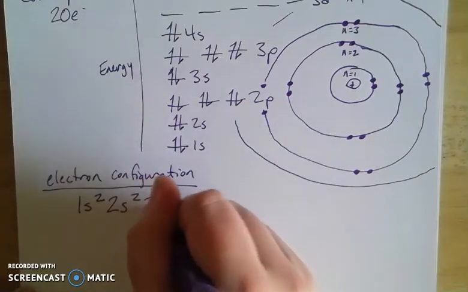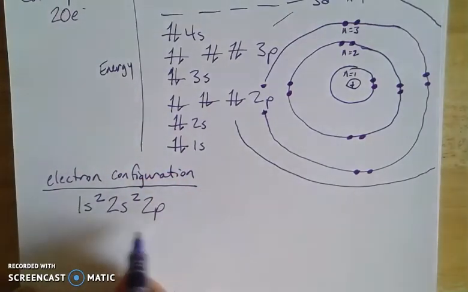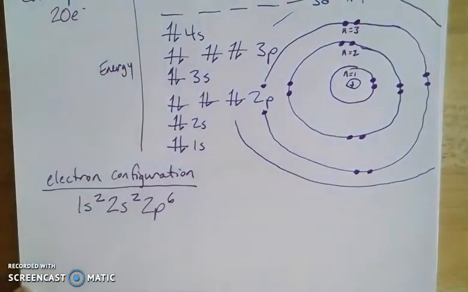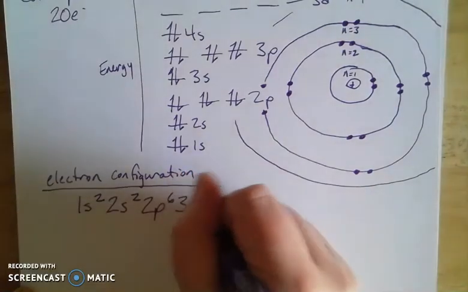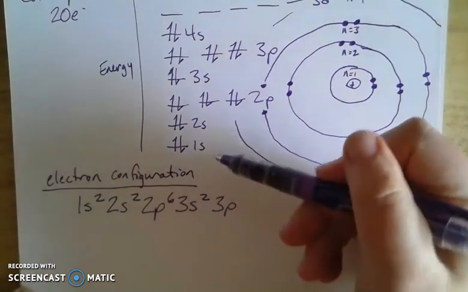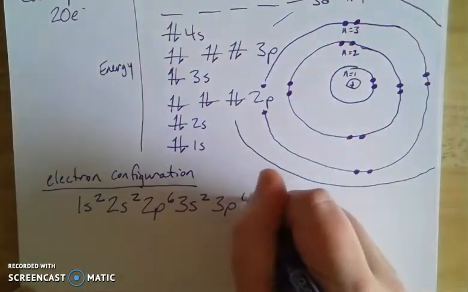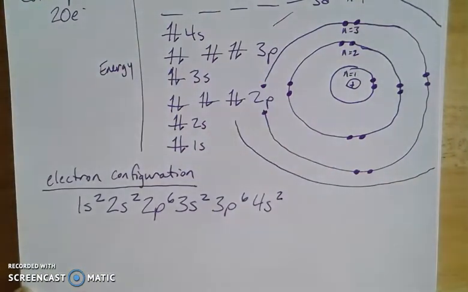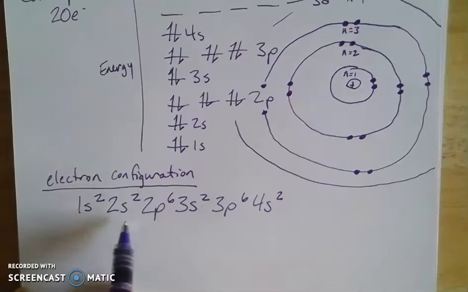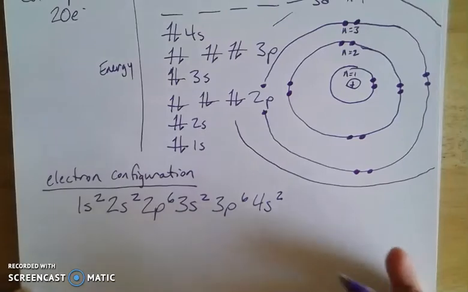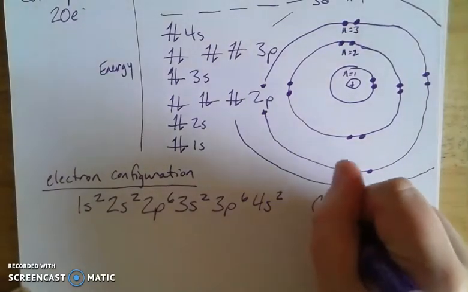In my 2p orbitals, so again, I'm listing them out in order from lowest to highest, I have 2, 4, 6, so I have 6 as a superscript. In my 3s, I have 2. In my 3p, which comes next, so again, I'm just reading up my energy here, I have 6, and in my 4s, I have 2. So the way I would read this electron configuration is 1s2, 2s2, 2p6, 3s2, 3p6, 4s2. And this is the electron configuration for calcium.